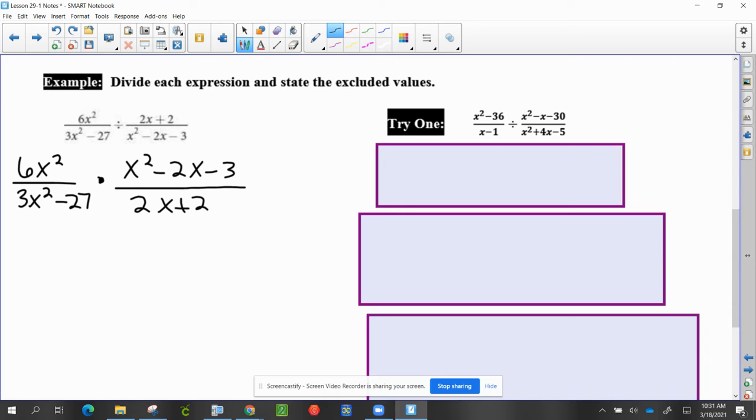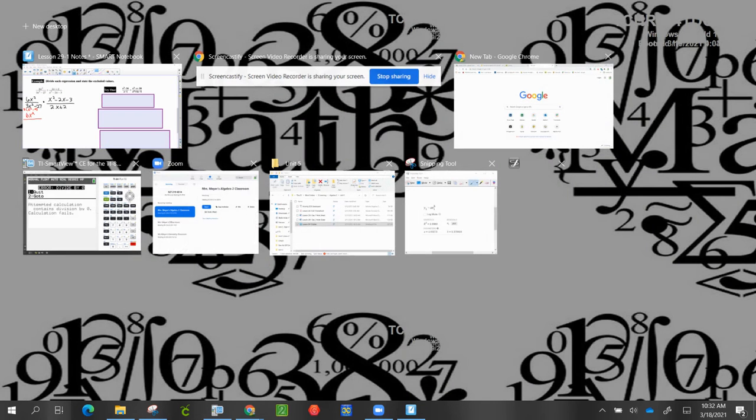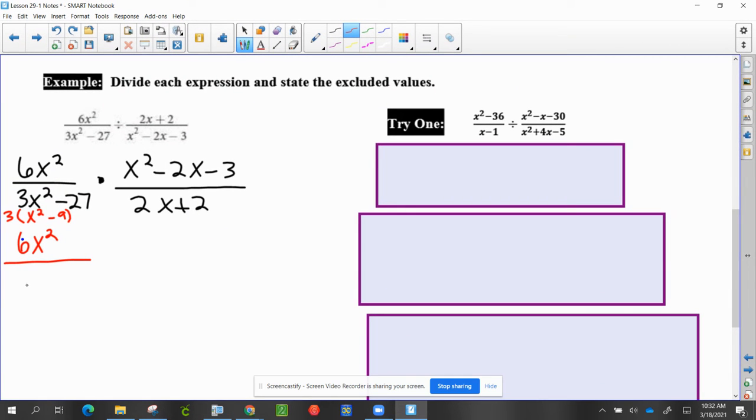Now everything else is the exact same thing we just did on the front side. The first expression will stay the 6x squared. Nothing really to factor there. I'm just going to keep that, 6x squared. Now on the bottom, we can take out a 3, which will then leave me with x squared minus 9, which is a difference of squares. The square root of 9 is 3, so x plus 3, x minus 3.